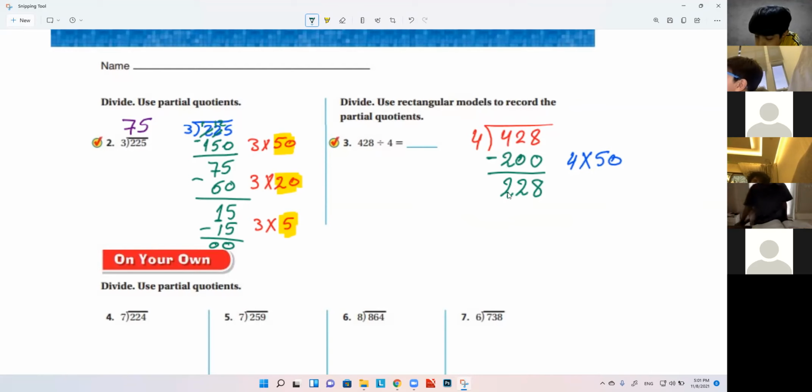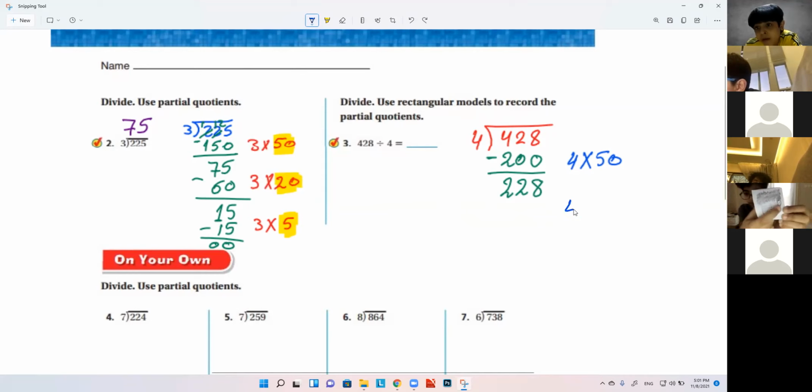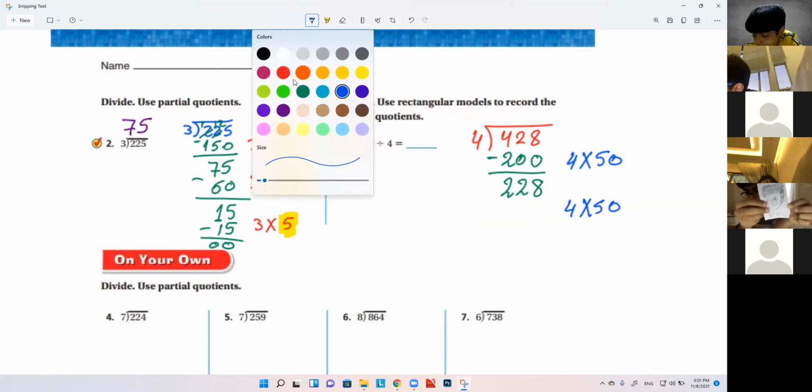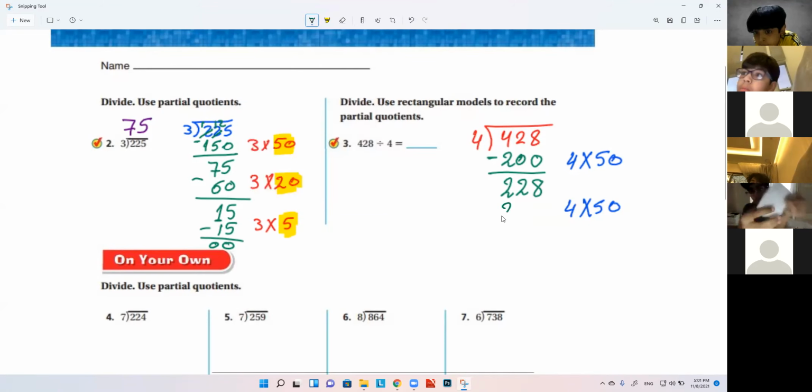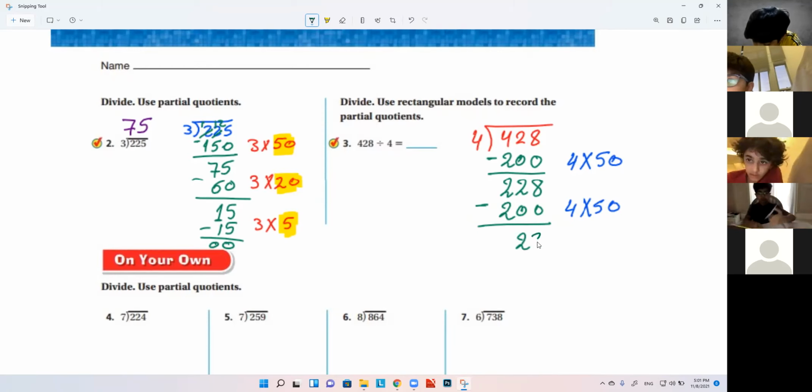Okay, so can we multiply by 50 again? Yes, we can, because we're gonna multiply by 50, so 200 is less than 228, so we can subtract it. So we can still subtract it here. So it will be 200. The answer will be 200 here, and we can subtract it because 228 is greater than 200. So it will be 28.